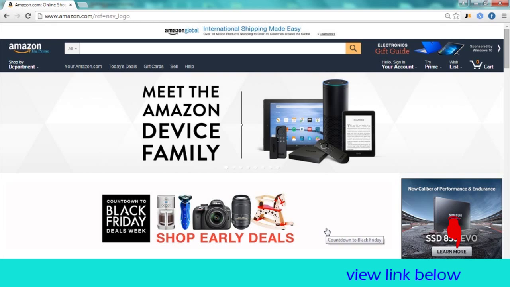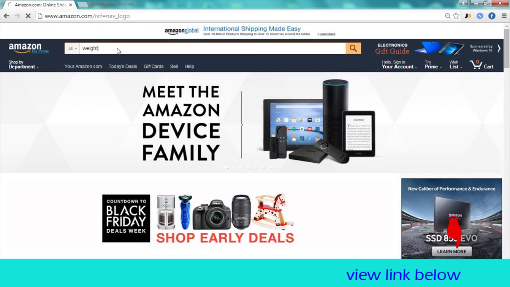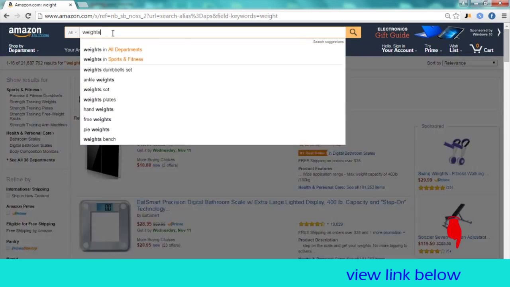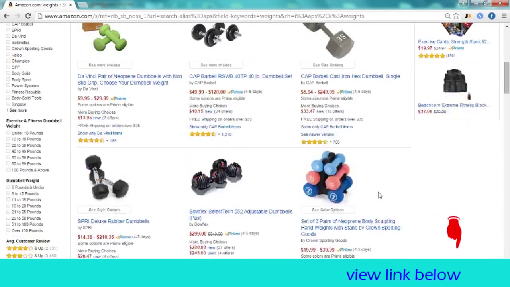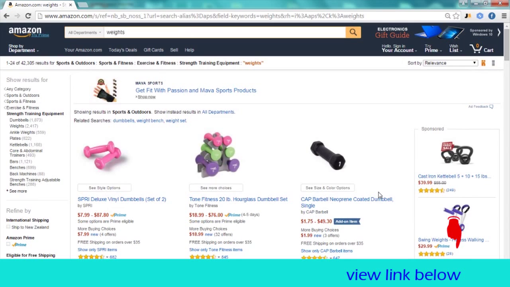So here's the front page of Amazon, and we'll choose a product category. Say you're into weightlifting, so we'll type in weights as a general term, and let's go weights instead of weight. Okay, so here we've got a whole lot of weights that are for sale. Okay, so these are dumbbells.